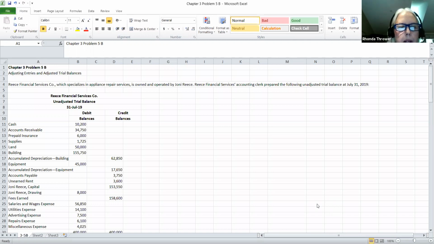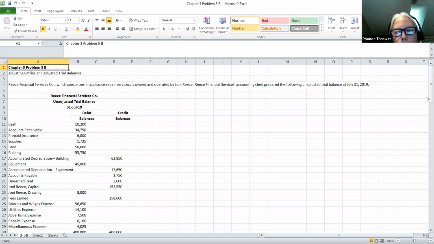We're going to be Reese Financial Services Company, which specializes in appliance repair services. It is owned and operated by Joni Reese, and Reese Financial Accounting Services clerk has prepared the following unadjusted trial balance at July 31st, 2019. So the unadjusted trial balance has already been prepared.